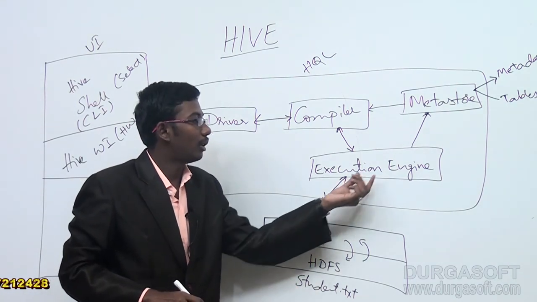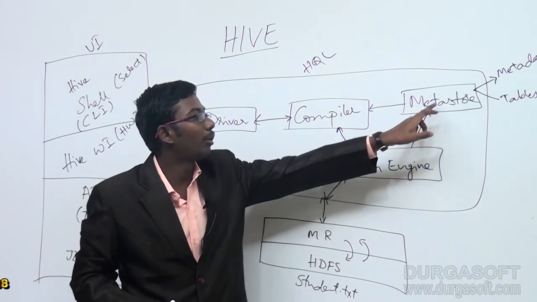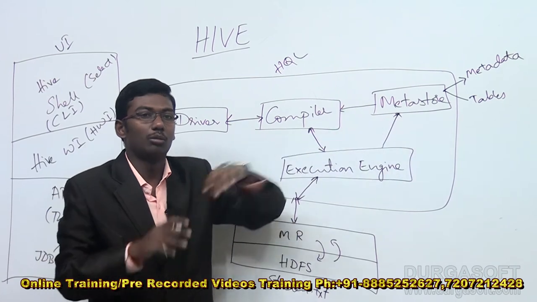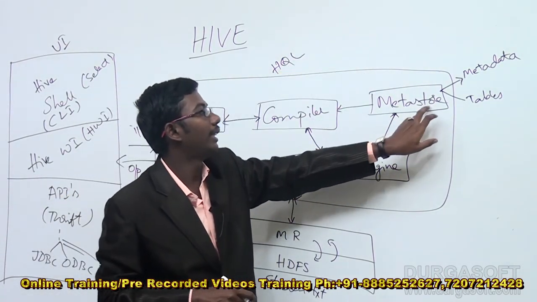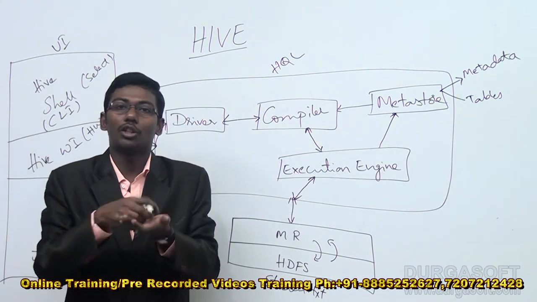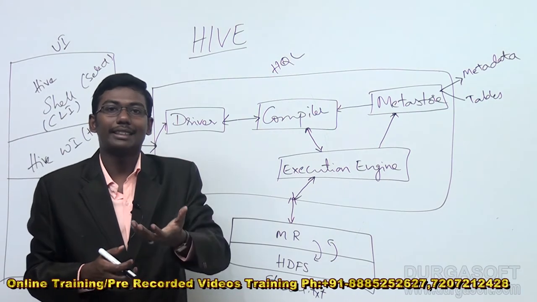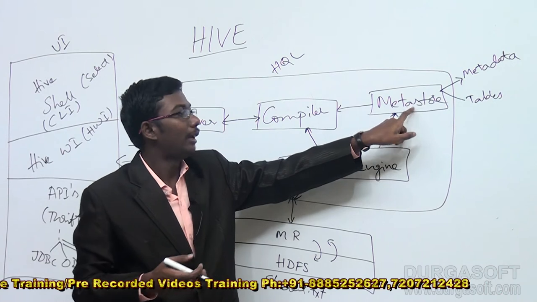The entire data comes to the execution engine, and it will be stored in the form of tables, like RDBMS tables, in the Hive environment. Hive maintains the database internally. To store all this information, they need some internal storage, right? For this internal storage, they maintain one mechanism, and that mechanism to store all this data is the metastore.